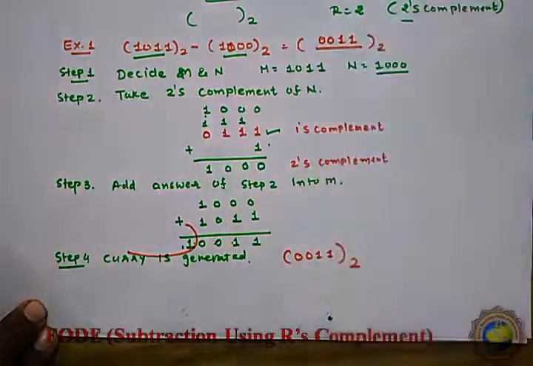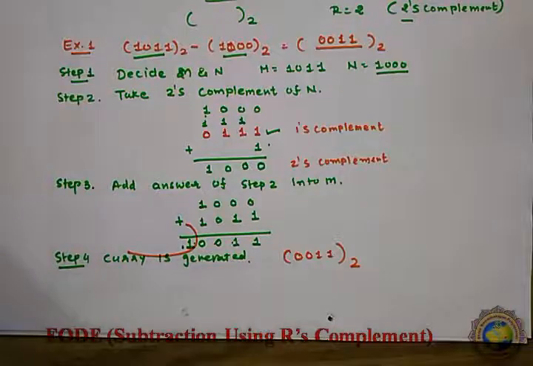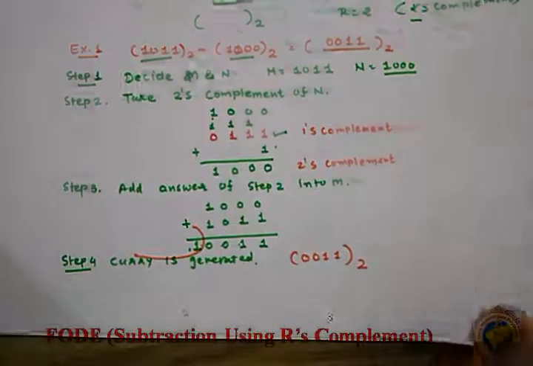The steps are the same as they were in the 10's complement. For R's complement, whether binary or decimal numbers, you have to perform the same steps. But remember one thing: if the numbers are binary, you perform the 2's complement, and if they are decimal, you perform the 10's complement. Now we are taking the second example.